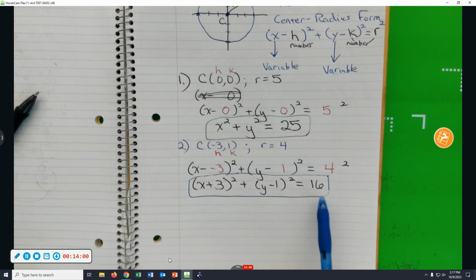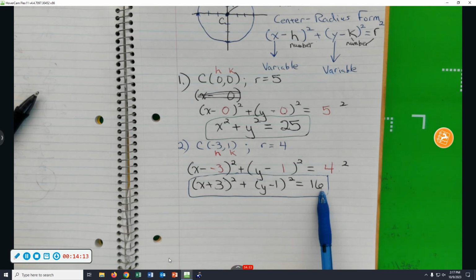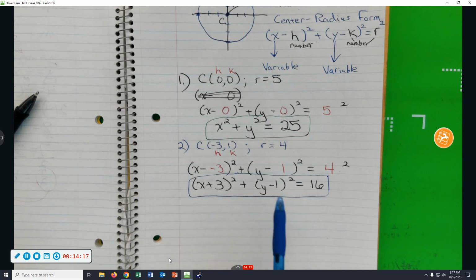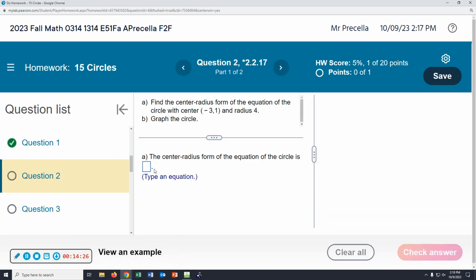Hey, if you have this r squared over here, what do you do to go back to the radius? What undoes that squaring effect? A square root. So change sign, take the square root. And we will have some problems where the equation's in center radius form and you're having to go backwards. So let's type in our answers.